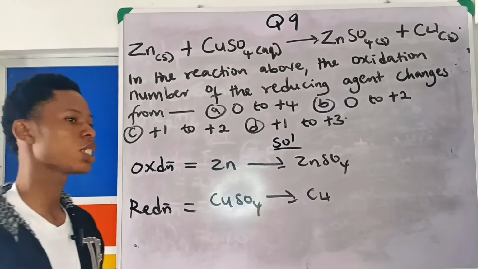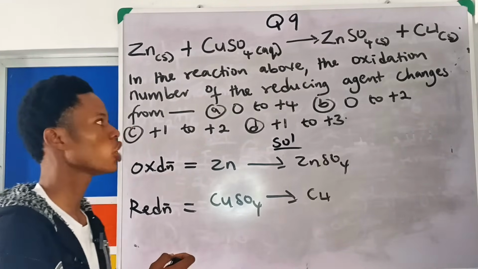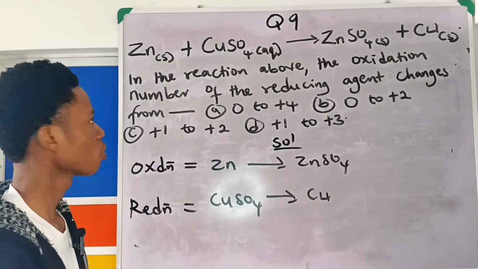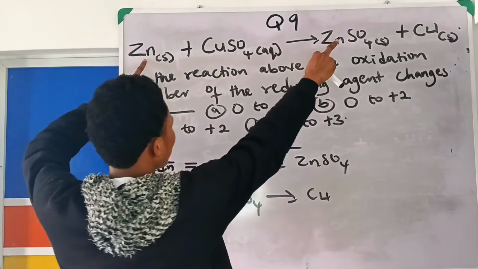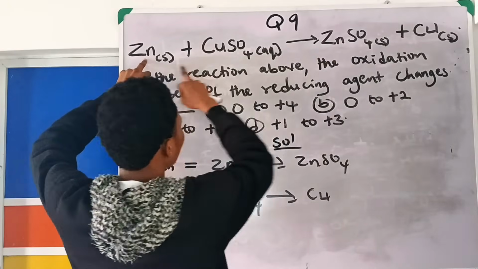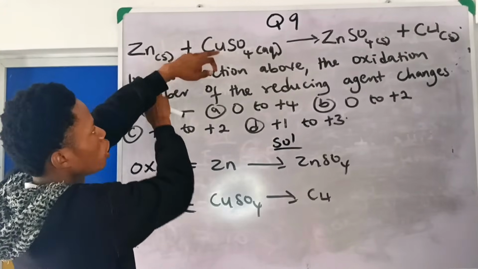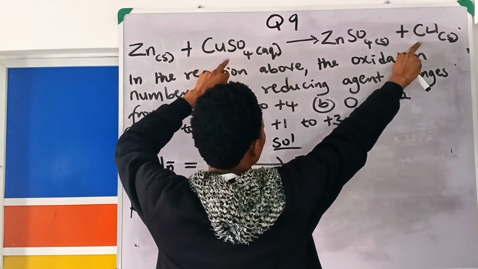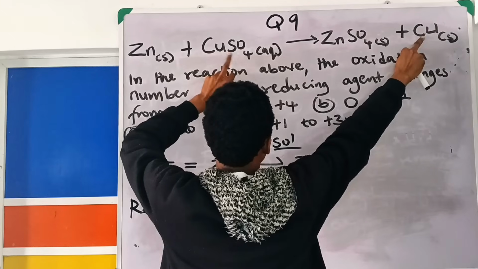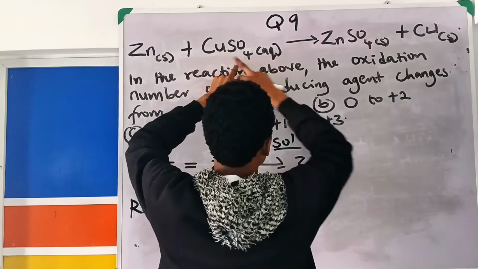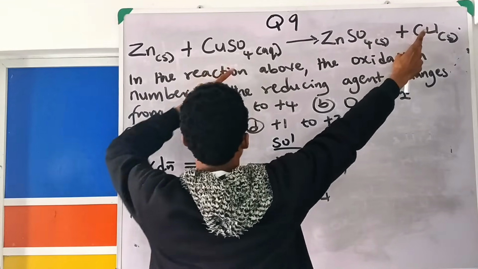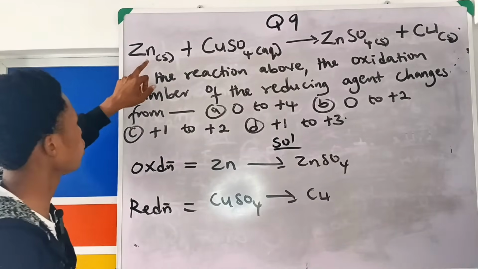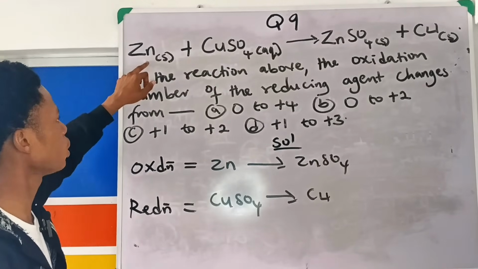And remember, I told you the easiest way to know it is that a reducing agent is always oxidized on the opposite side of the reaction. So zinc, is it oxidized here? Yes, zinc is oxidized here. So this is the reducing agent. This one, is it oxidized here? No, this one is reduced here. Reduced meaning oxygen is removed. So since this one is reduced here, this one is the oxidizing agent, because an oxidizing agent is always reduced. A reducing agent is always oxidized. So the reducing agent here is zinc.